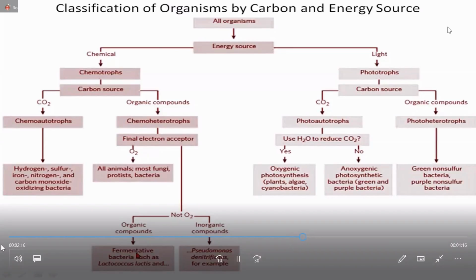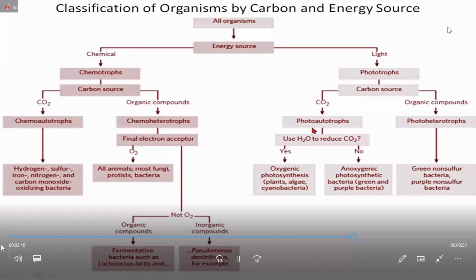In the case of fermentation, like alcohol preparation or curd preparation, it occurs in the absence of O2, and there the electron acceptors are organic compounds. Other than organic compounds, the electron acceptor can also be inorganic compounds like nitrates, sulfates, etc. An example is Pseudomonas nitrificans.